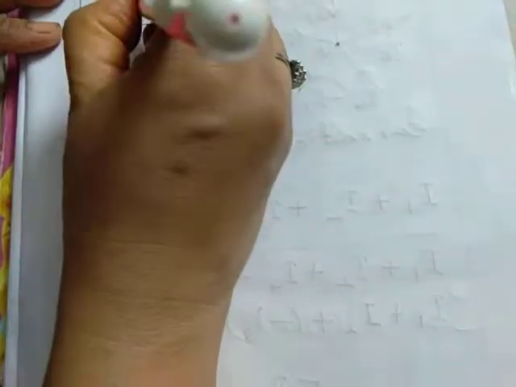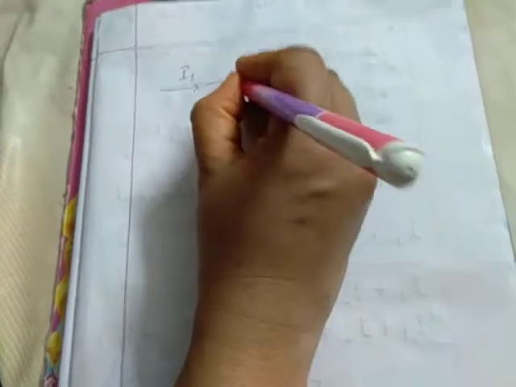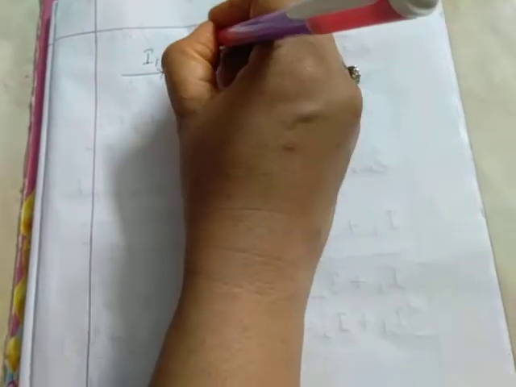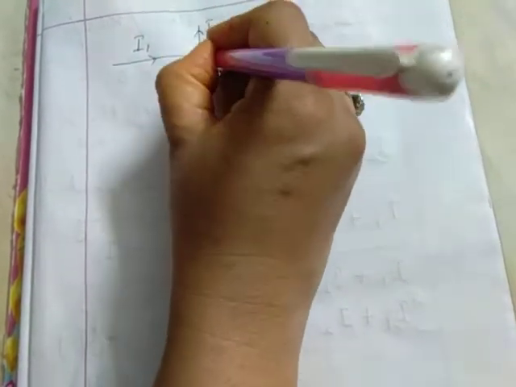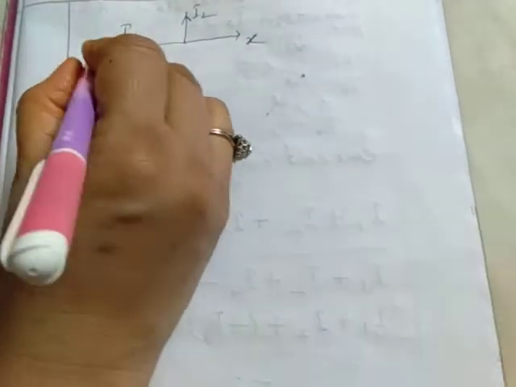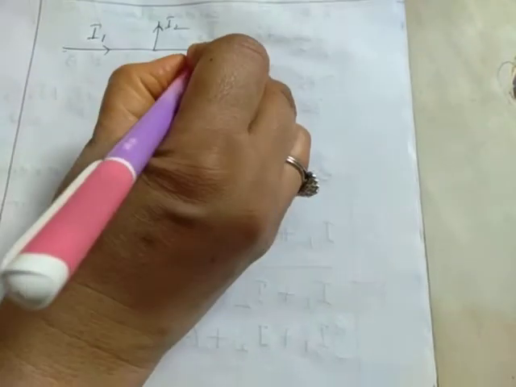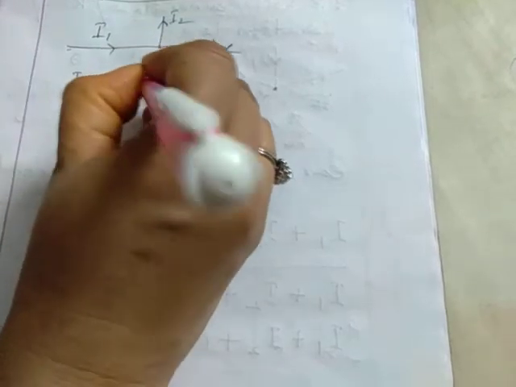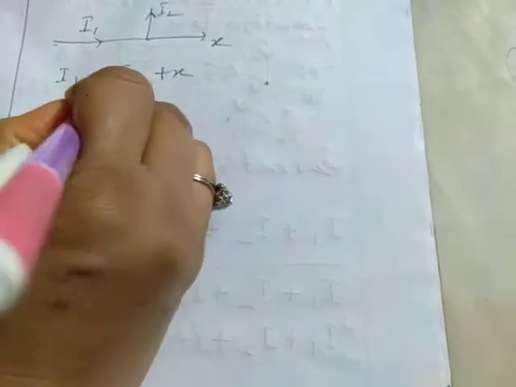So look, suppose current I1 is flowing through the conductor, and at this point the current is divided into two parts, I2 and another one which you think of as X. So I1 is the incoming current and I2 and X are the outgoing current. That means you can write I1 equals I2 plus X. So X will be I1 minus I2.